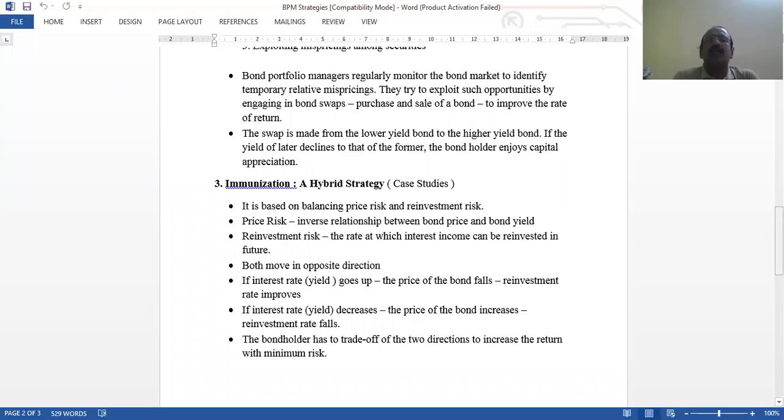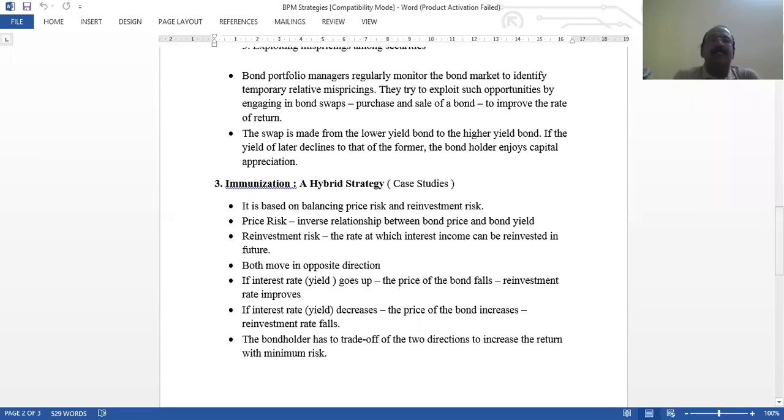The bondholder enjoys a capital appreciation. So it depends on the lower yield bond and higher yield bond. Lower yield bond, the price will increase. Higher yield bond, the price will decline. So buy the lower yield bond and sell the higher yield bond. When you buy the lower yield bond, the price will increase at a later stage, and you can sell it later. And whenever you have a higher yield bond, you sell that bond so that you don't incur any capital loss. That is the swapping.